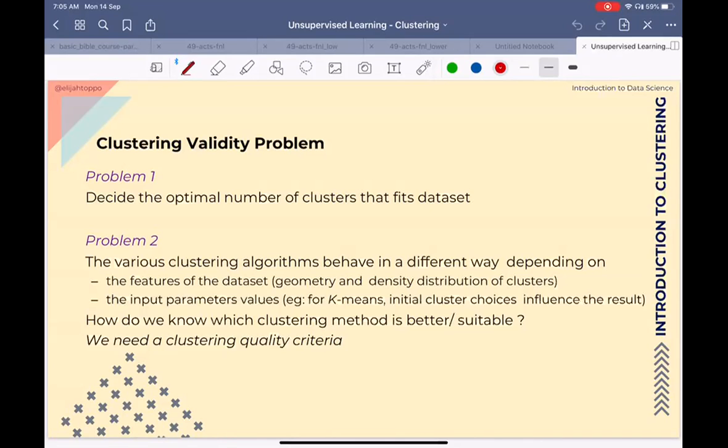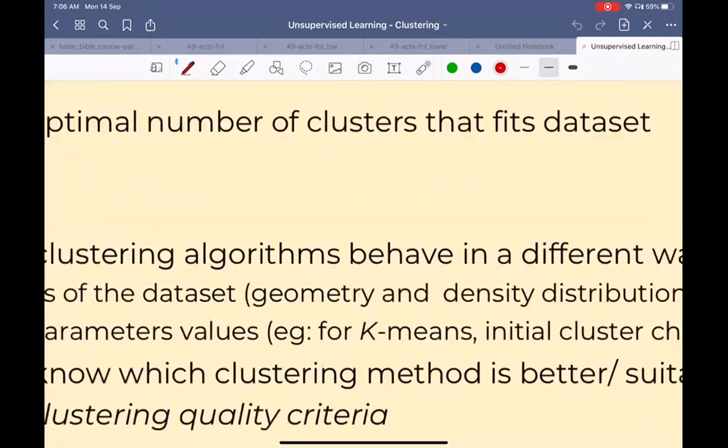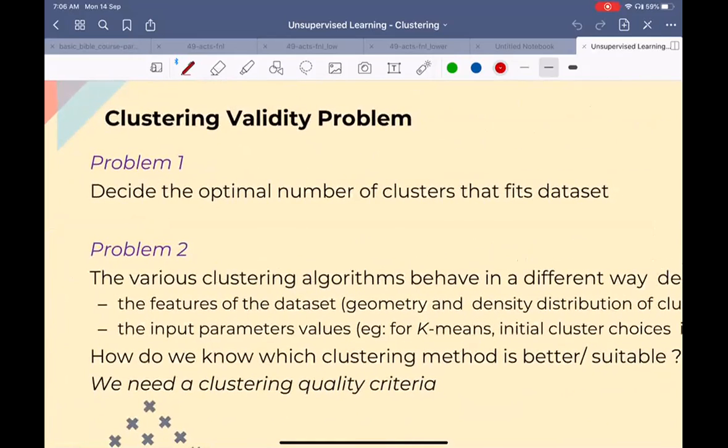How do we choose, or what is the metric that tells us that the clustering solution is good or bad? If I have multiple clustering solutions, how do I compare which clustering solution is good or bad? For that we can discuss this. So how do you validate your clustering? There are two problems in that. First is, how do you decide the optimal number of clusters that fits the data?